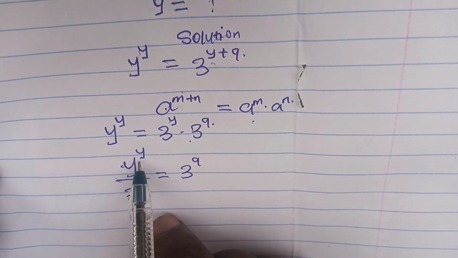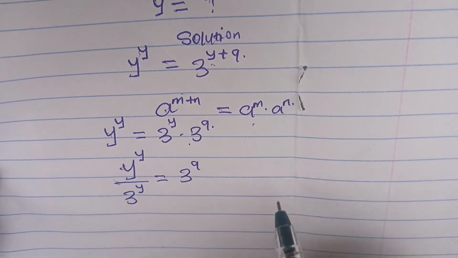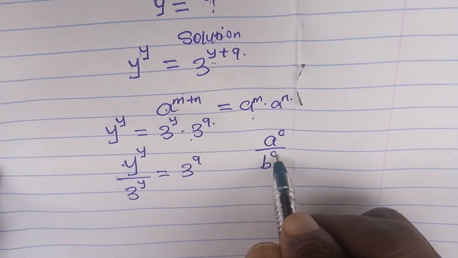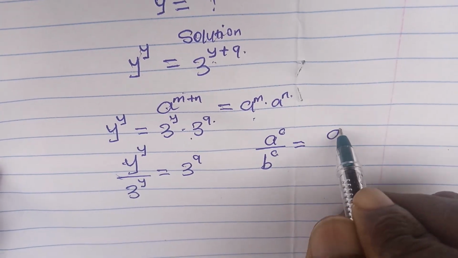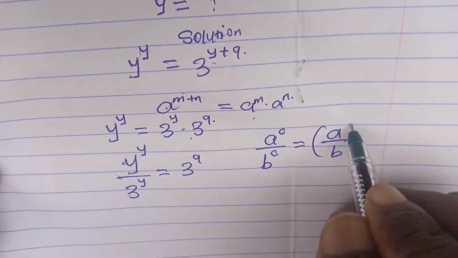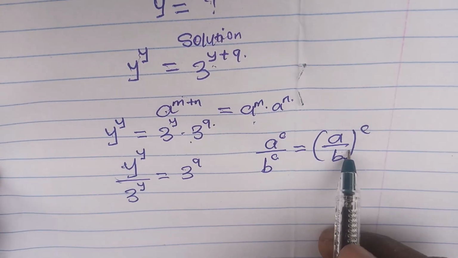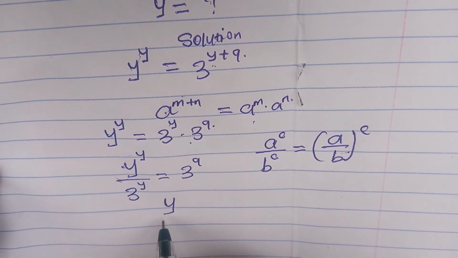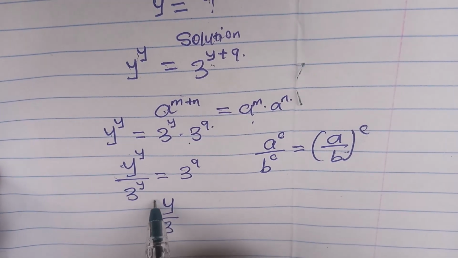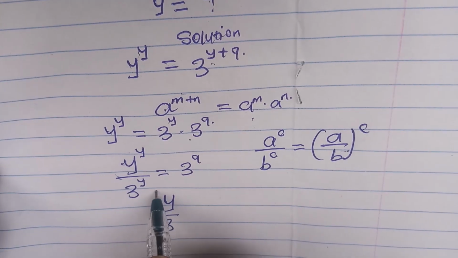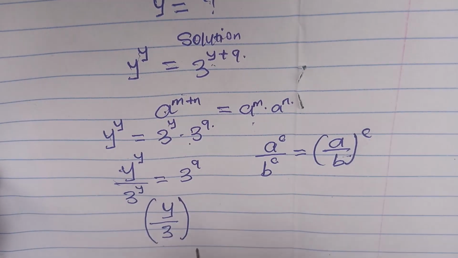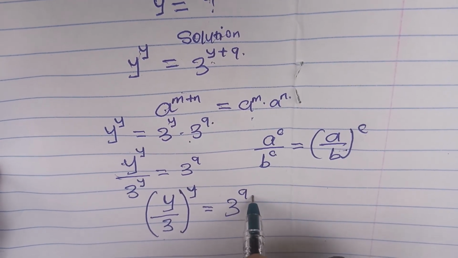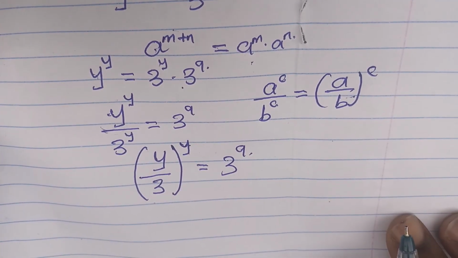At the left hand side, we are going to apply a rule which says a to the power of c over b to the power of c is also equal to a over b all to the power of c. So we are going to have y over 3, all to the power of y, equals 3 to the power of 9.